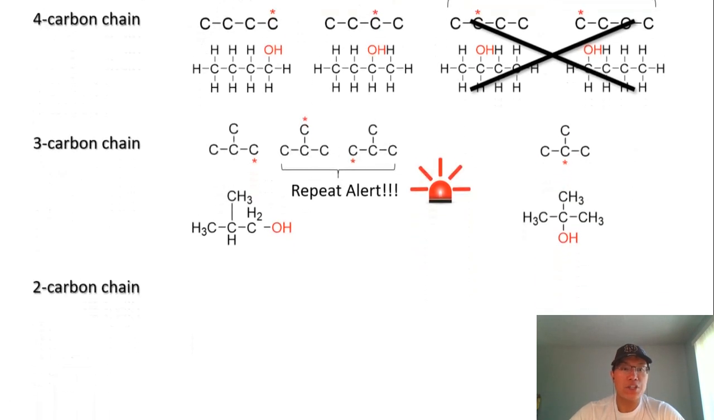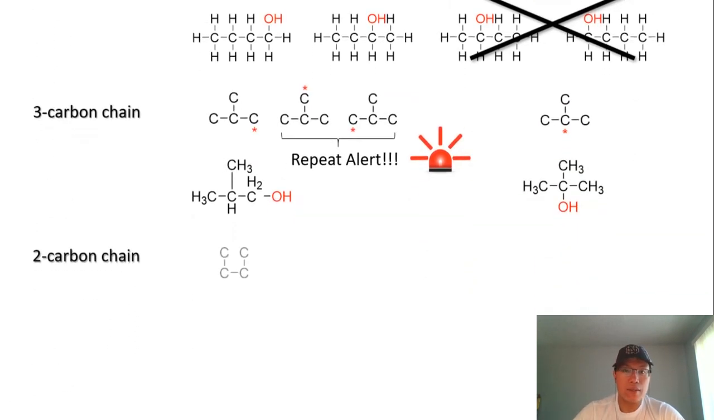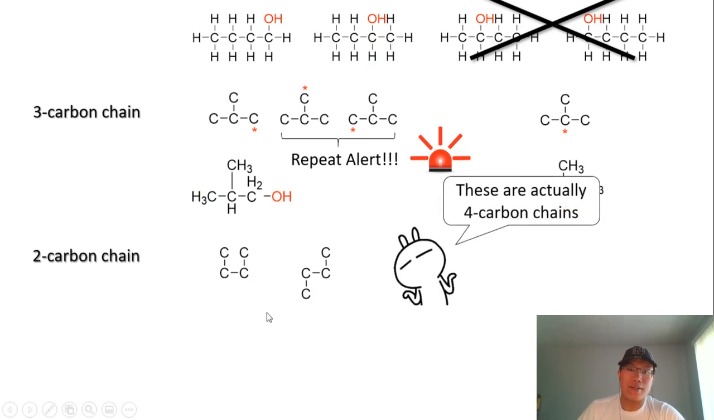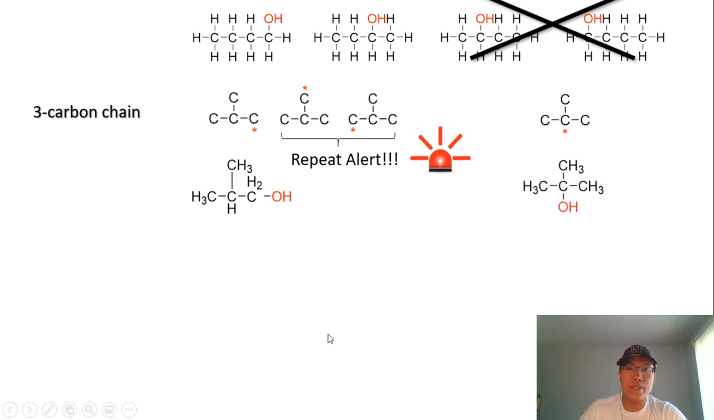Now let's try a 2 carbon chain. That's a carbon chain, and then branch out. Can you see that this is actually a 4 carbon chain, a repeat of the top one right there? We can't do a 2 carbon chain. You just can't. This is 4 carbons, you know? So no. All right, so we're done with the alcohol.